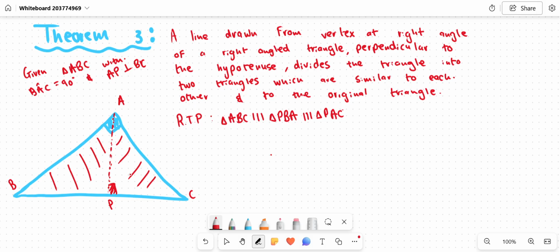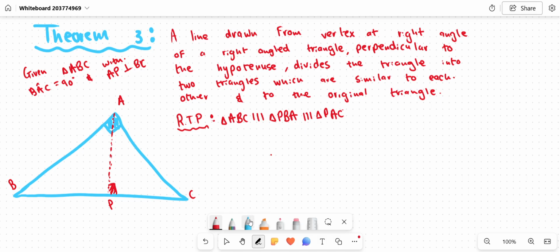And since they're both similar to the bigger triangle, they're in fact both similar to each other. So all these three triangles, the bigger one, the one on the left, and the one on the right, are in fact all similar. That's what this required to prove is asking us there.